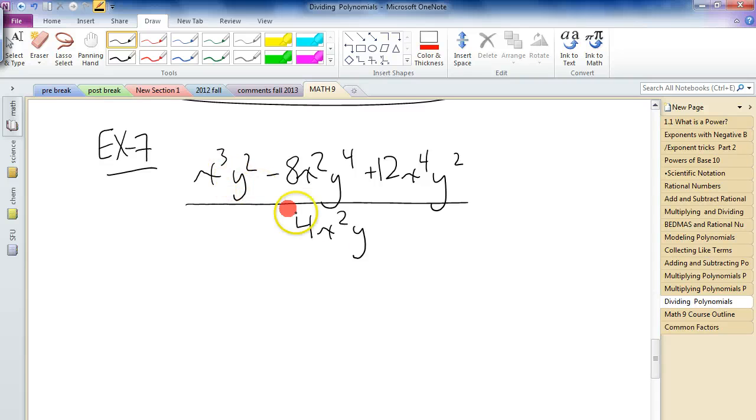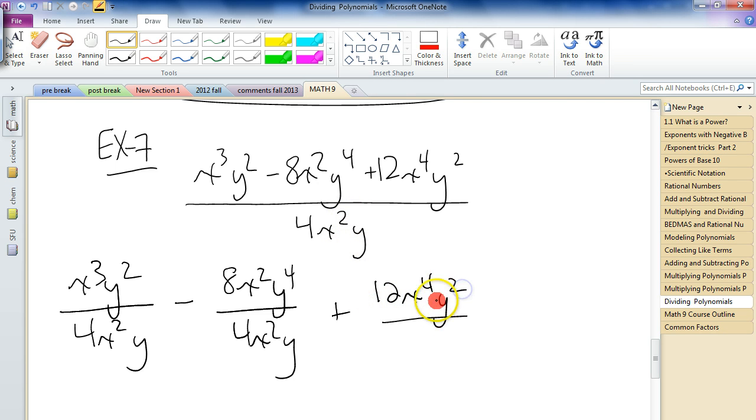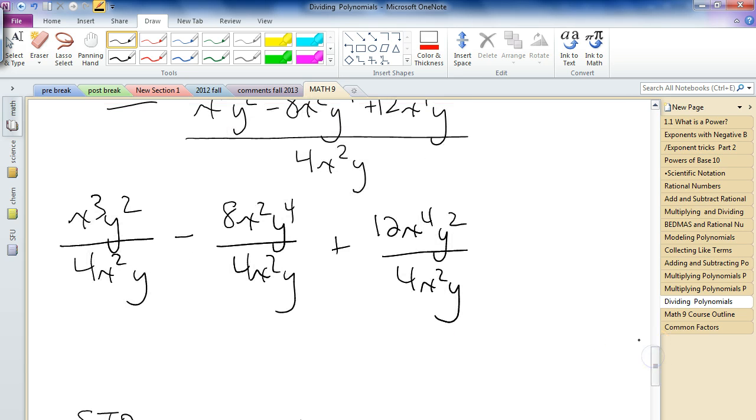Probably would help to rewrite it. So that is divided by that, that is divided by that, and that's divided by that. So x cubed y squared divided by 4x squared y. Let's leave the minus sign here and go x squared y to the 4 divided by that same 4x squared y. And then this divided by that, 12x to the power 4 y squared divided by 4x squared y. And from here, we just bring it home.